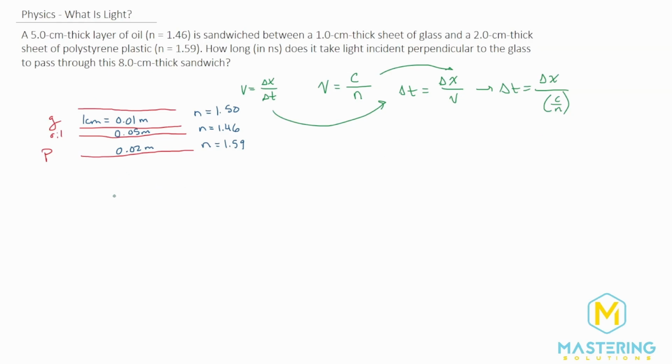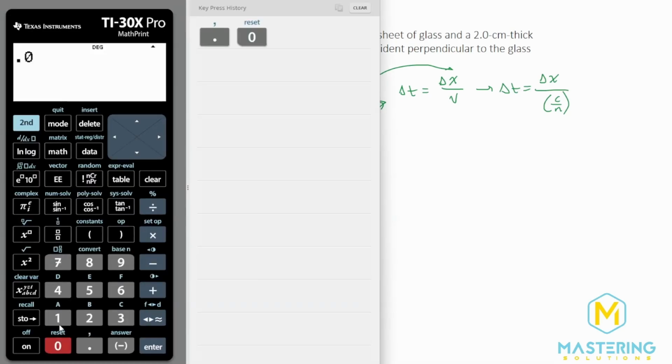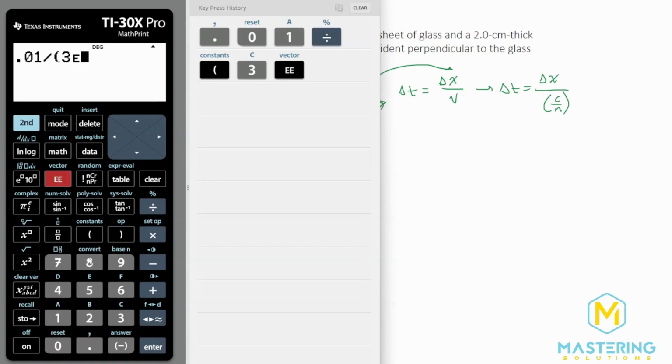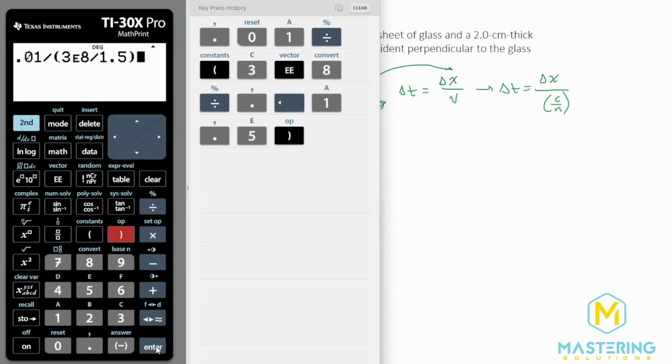So let's start off on the glass. So the glass is going to be equal to time is the distance. So we have 0.01 meters. We're going to divide that by 3 times 10 to the 8 meters, divided by the index of refraction, which is 1.5. And then let's go to the calculator. So we have 0.01 divided by 3 times 10 to the 8th divided by the index of refraction, 1.5. So the time that it took in the glass was 5 times 10 to the negative 11.